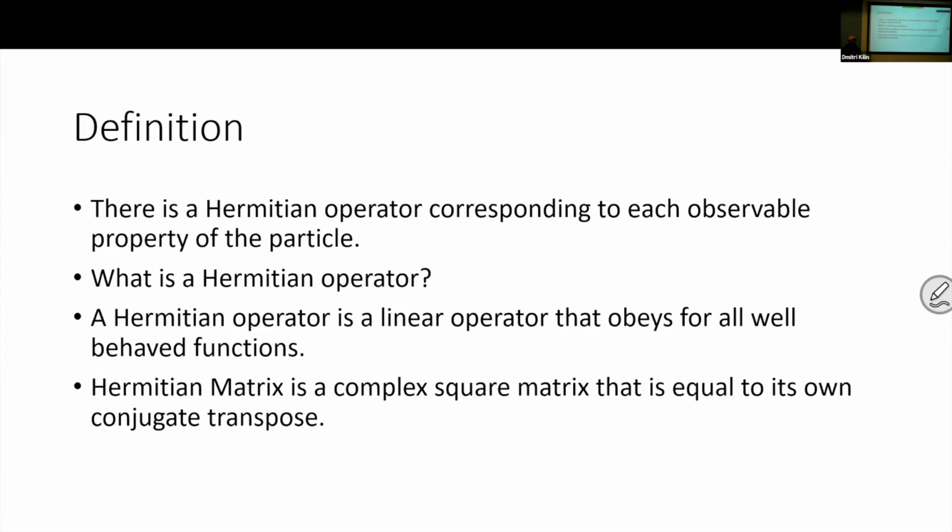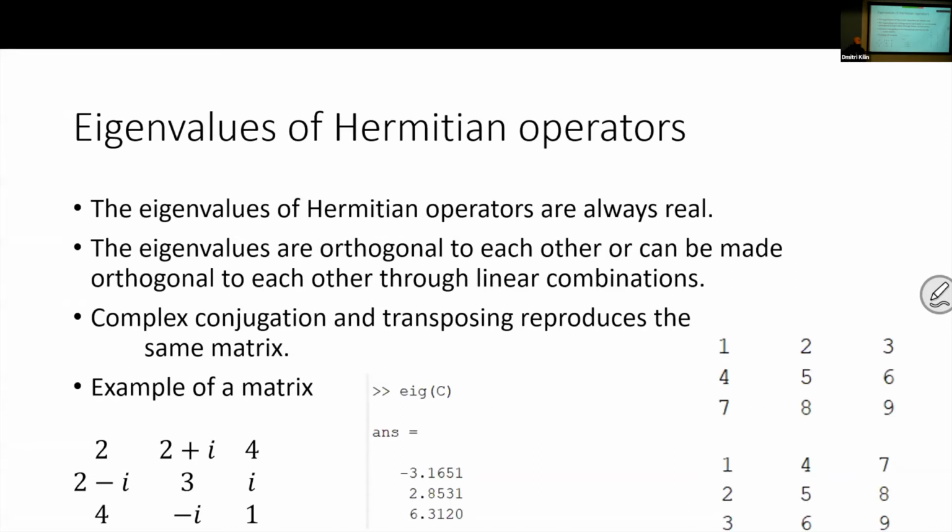So you have to have a nice function that would be continuous and not have any breaks in it or anything. And then a Hermitian matrix is a complex square matrix that is equal to its own conjugate transpose, and transposing reproduces the same matrix. So it can deal with eigenvalues. Eigenvalues of Hermitian operators are always real.